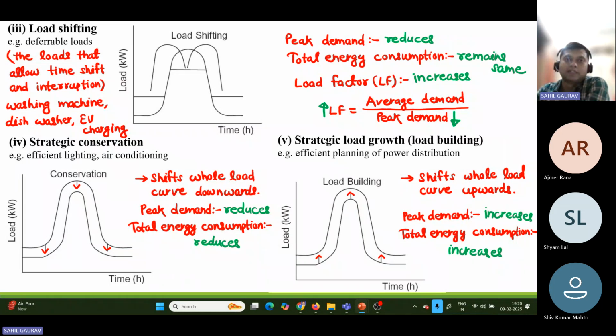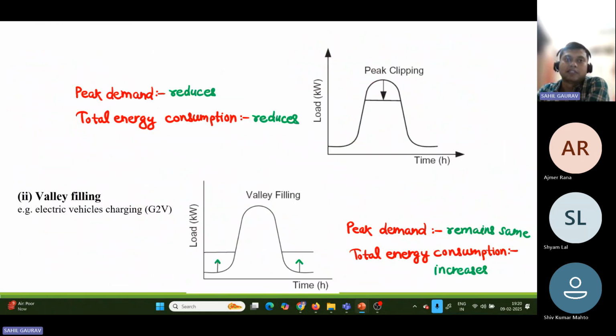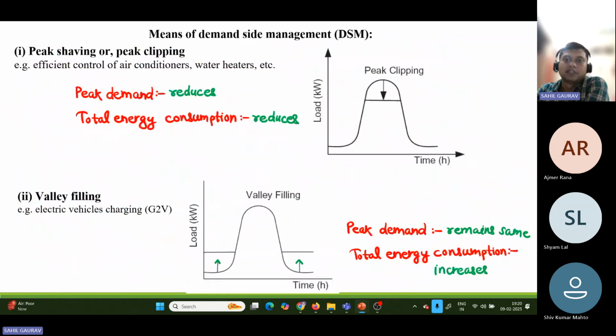So we have seen five means of demand side management. The first one is peak saving or peak clipping. In that we are clipping the peak demand during the peak hours, and in that strategy both peak demand and total energy consumption will reduce. The second one is valley filling. In that we are increasing the demand during off-peak hours, so total energy consumption will increase while the peak demand remains the same.